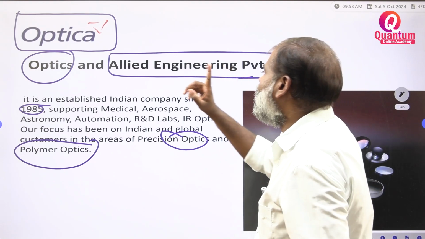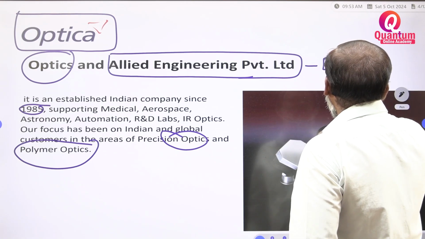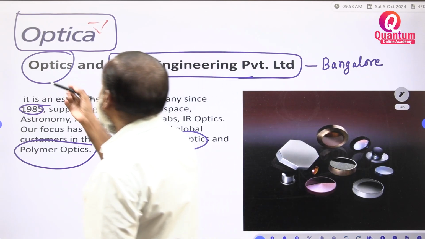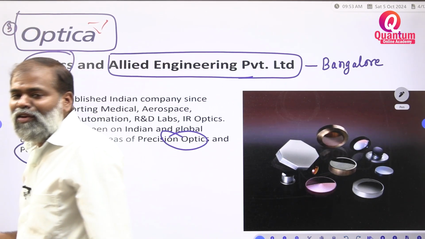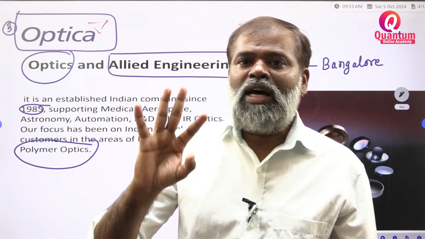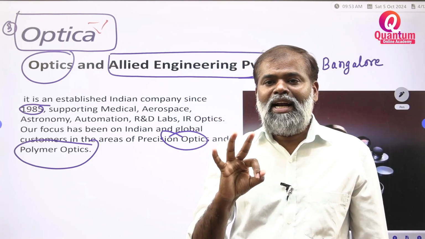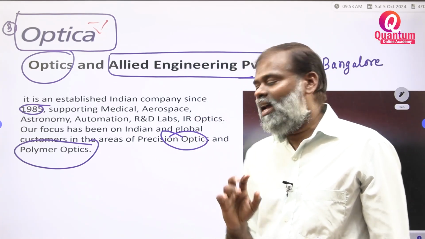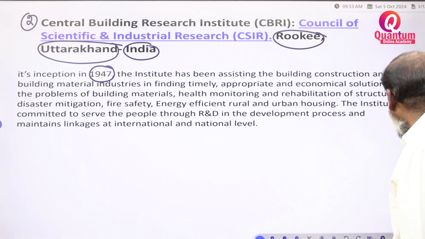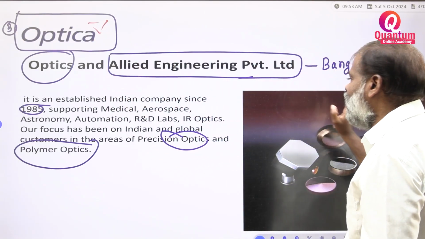That institute is Optics and Allied Engineering Private Limited. Where is it? Bangalore only. This is the third institute. These three institutes are involved in the Surya Tilak project. How many institutes are involved? Three. One is the Indian Institute of Astrophysics. The second is the Central Building Research Institute, CBRI, that is the CSIR laboratory. The third is Optica, that is Optics and Allied Engineering Private Limited.